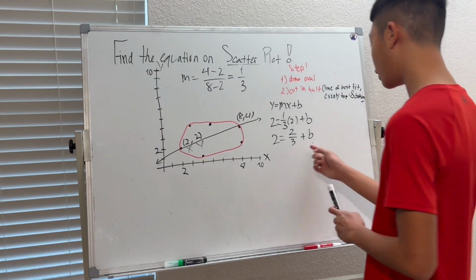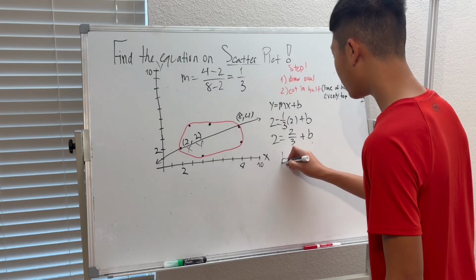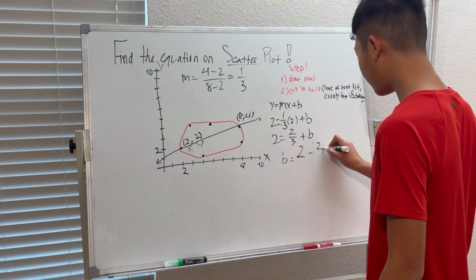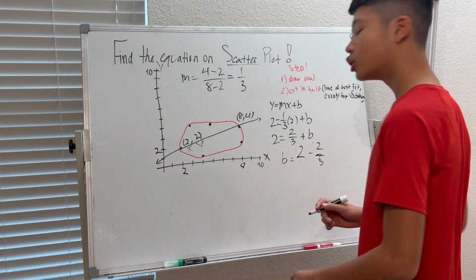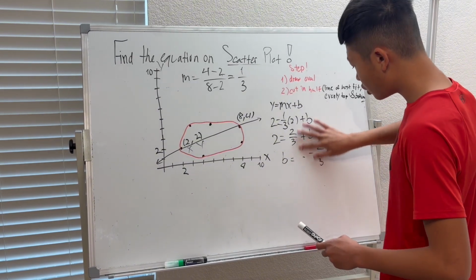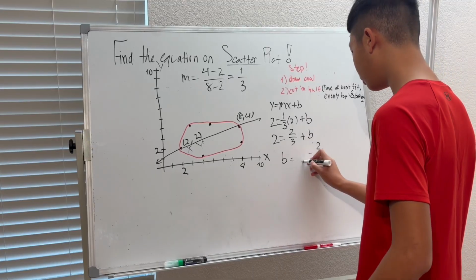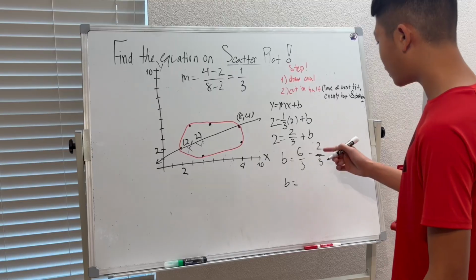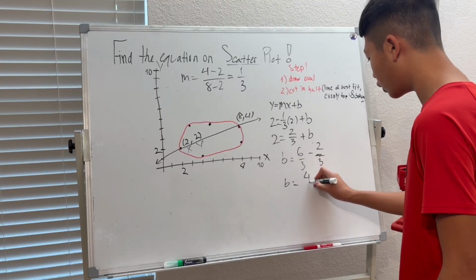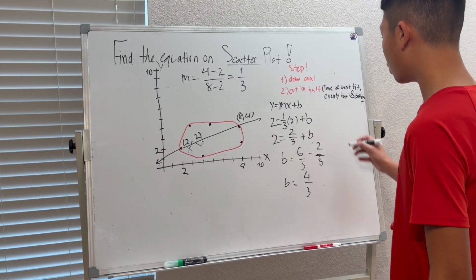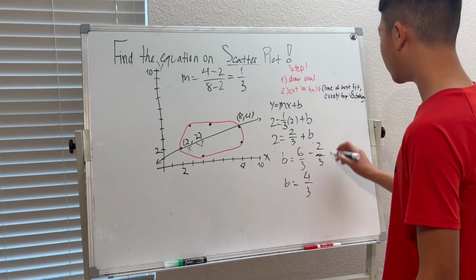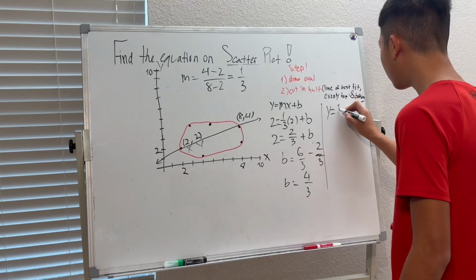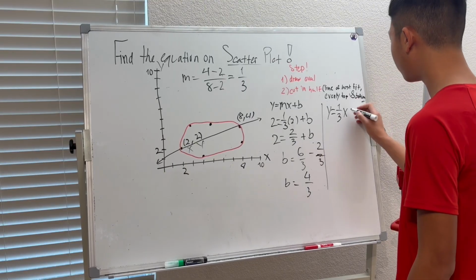Okay. Subtract 2/3 from both sides. B is equal to 2 minus 2/3. Writing 2 as 6/3, B is equal to 6 minus 2 over 3, which is 4/3. So the final equation is y equals m, which is 1/3, x plus 4/3.